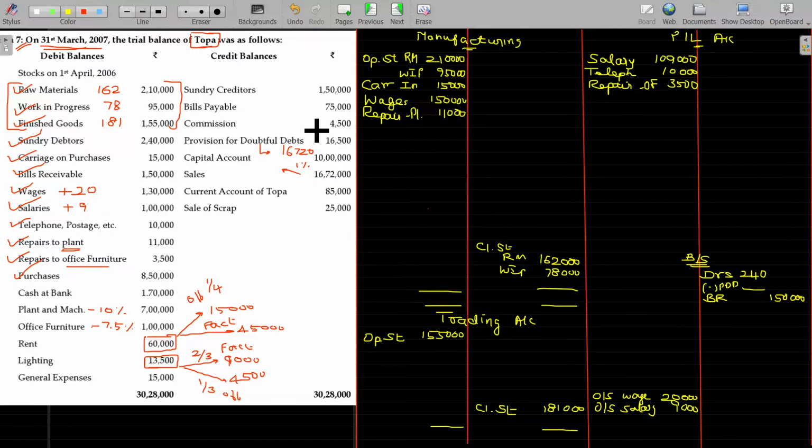Purchases are usually debited in the trading account. When we prepare the manufacturing account, all the usual debit items in the trading will appear in the manufacturing account. Here also the purchase is going to be posted in the manufacturing account. The value being 8,50,000. Cash at bank, an asset. So bank, the value being 1,70,000.